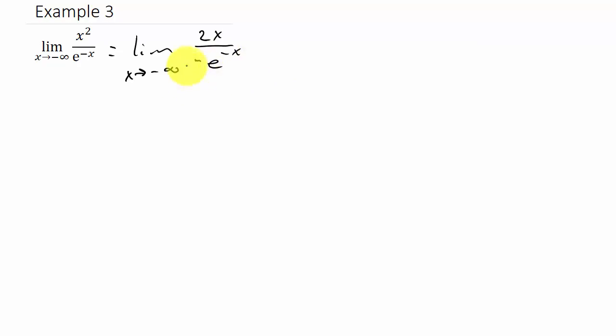Alright, so now let's see what happens. If we put in really big numbers with a negative sign in front of them, the numerator is going to negative infinity. And for the denominator, the negative and the negative, because we're going to negative infinity, that's a positive, so that's going to infinity with a negative. So we have negative infinity over negative infinity. So we'll apply L'Hopital's rule a second time.